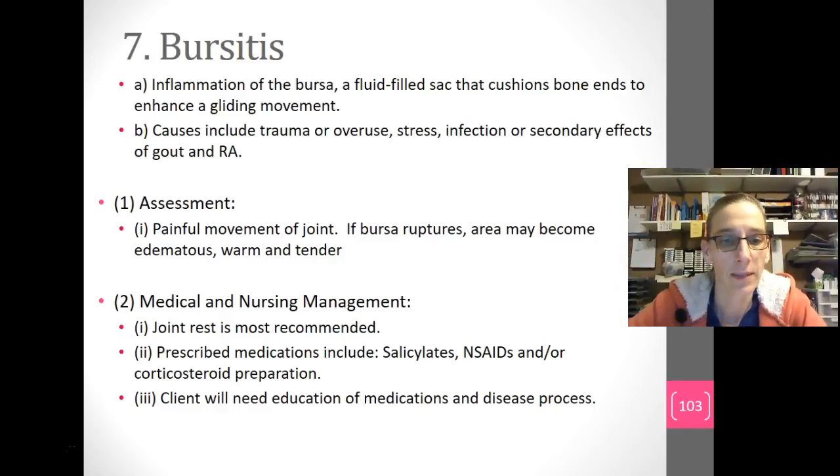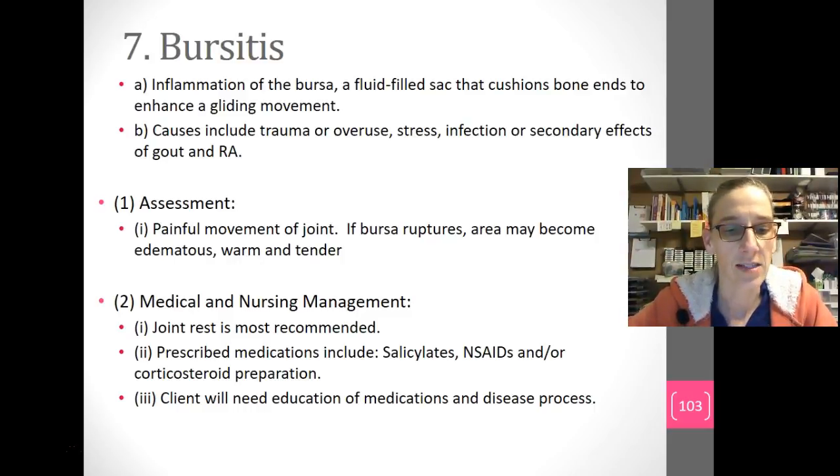Right? Medical and nursing management: joint rest is recommended. Prescribed medications such as salicylates, NSAIDs, and or corticosteroid preparations. Client needs education in medications and disease processes. If infection is the cause, the patient may need antibiotics. All right. Be sure that you look over pharmacological considerations on page 1094. After the pain and inflammation decrease, ongoing therapy includes mild range of motion exercises for the patient.